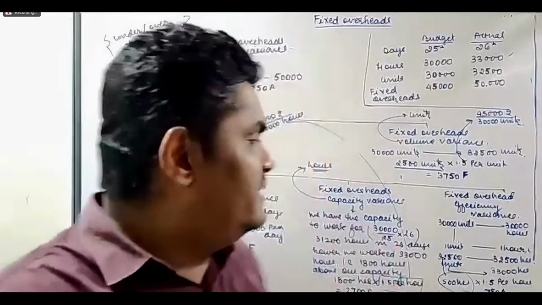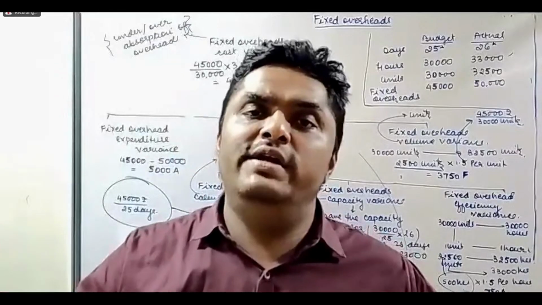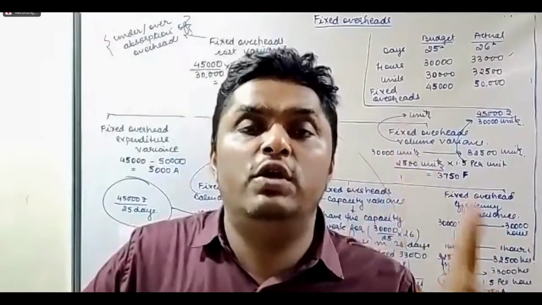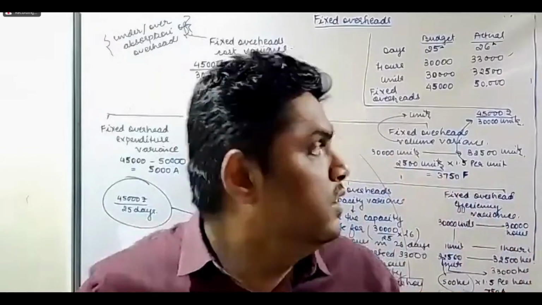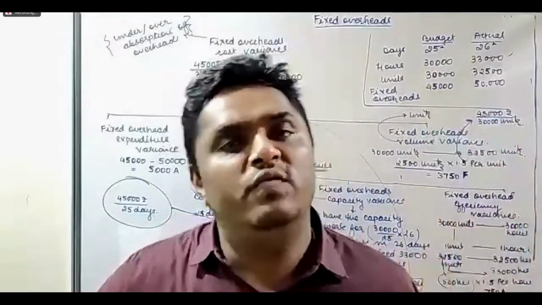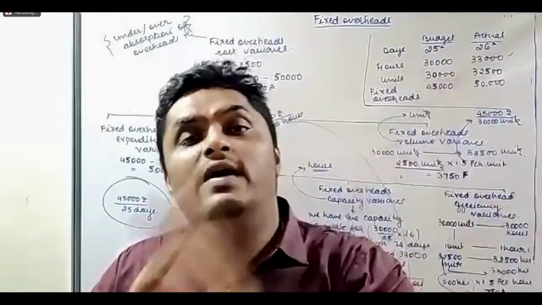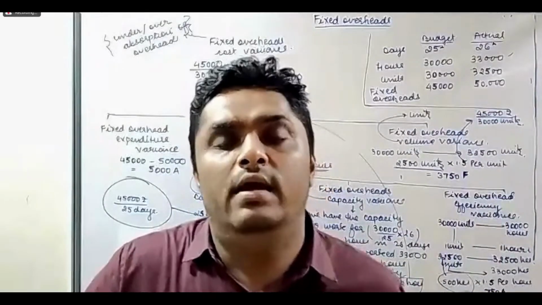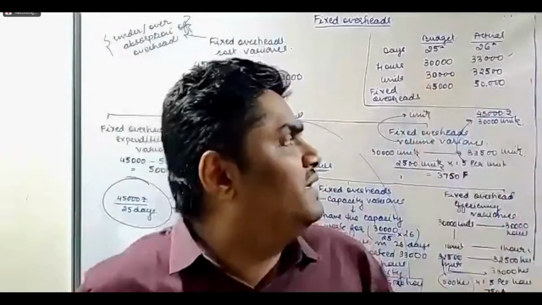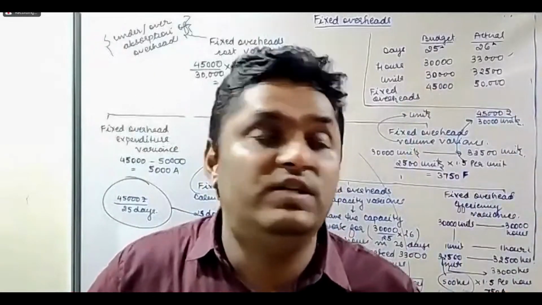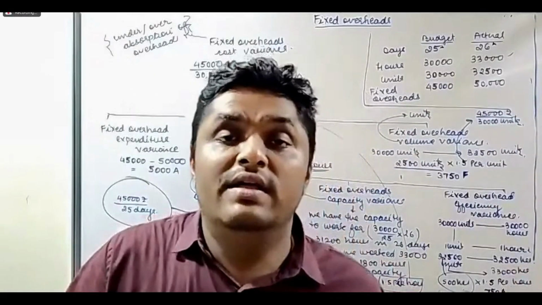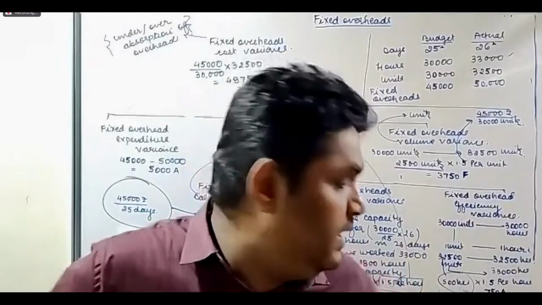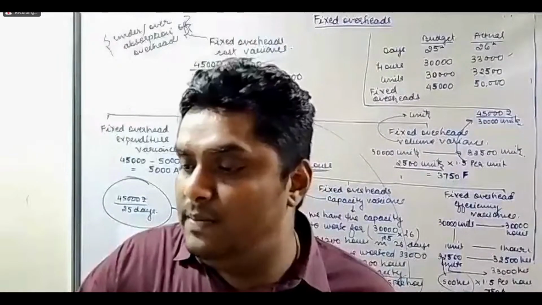Very simple efficiency variance. 30,000 units should be manufactured in 30,000 hours. So it means one unit should not take more than 1 hour. So actual production is 32,500 units. It means the work is supposed to be completed in 32,500 hours only. But to manufacture these 32,500 units, we actually took 33,000 hours. That is 500 hours extra we took. So it's an inefficiency for the company. So that's why it is adverse for the company.